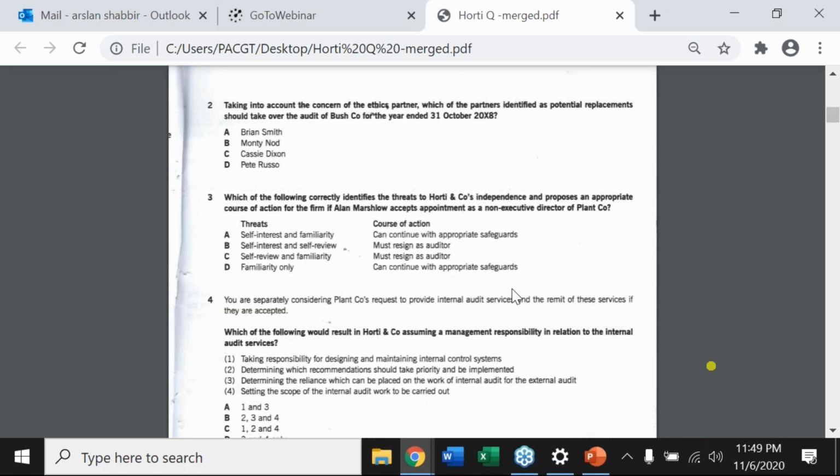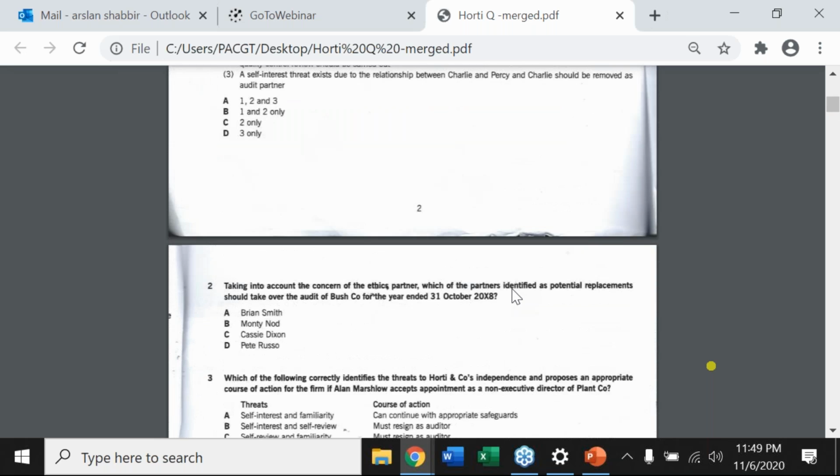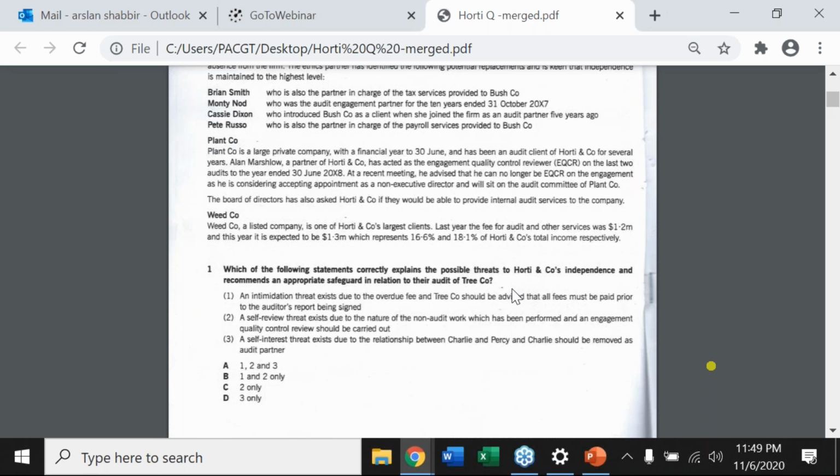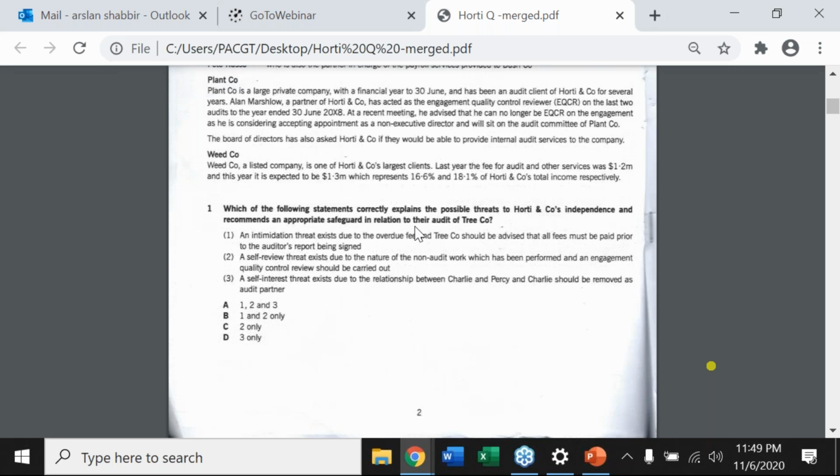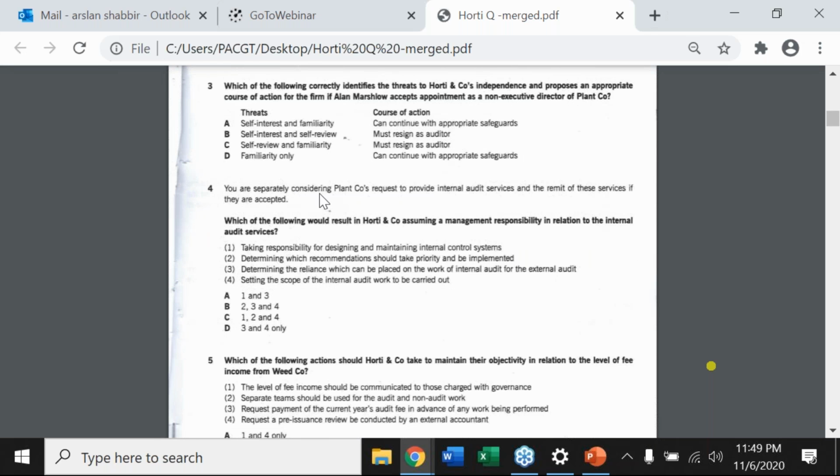Now come to the next. The board of directors has also asked Hooty and Co if they would be able to provide internal audit services to the company. So, what's the required question? You are separately considering whether the company requires you to provide internal audit services, and the remit of these services if they are accepted.